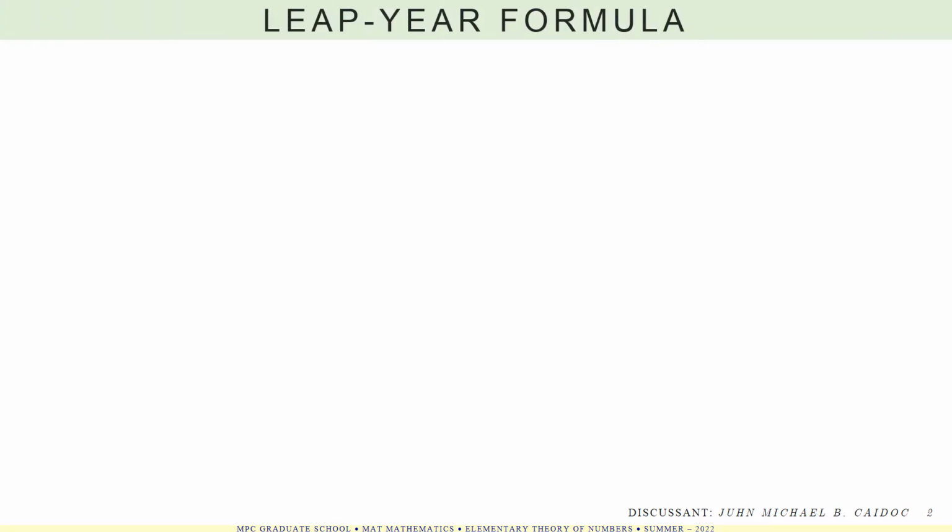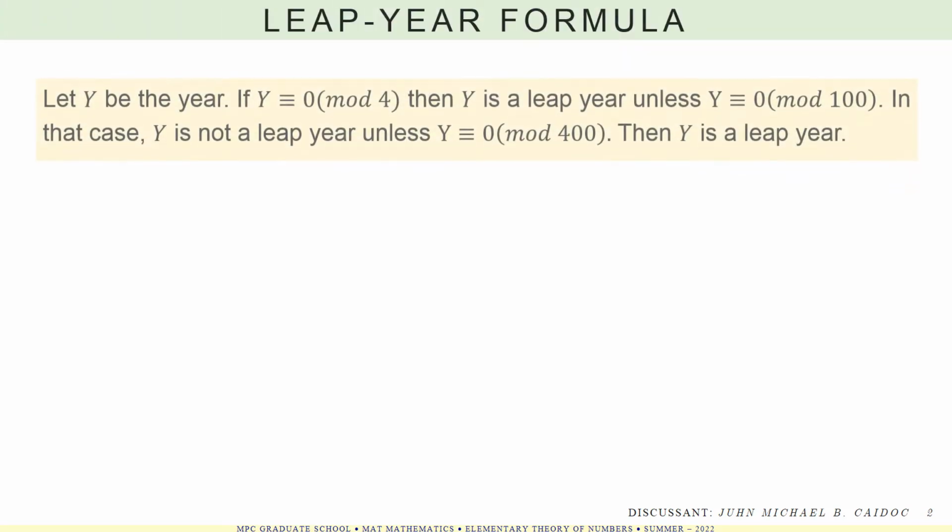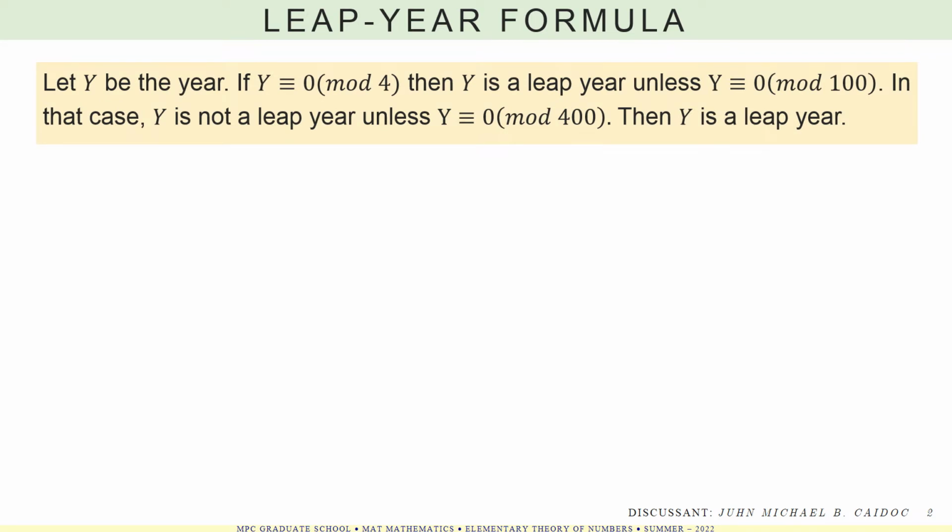Let's have a leap year formula. Let y be the year. If y is congruent to 0 modulo 4, then y is a leap year, unless y is congruent to 0 modulo 100. In that case, y is not a leap year, unless y is congruent to 0 modulo 400. Then y is a leap year. Let's have our example.